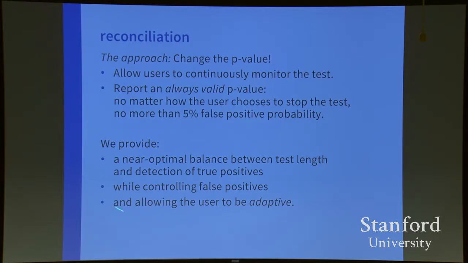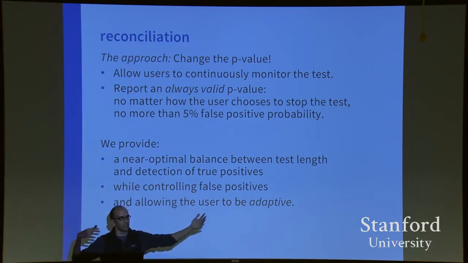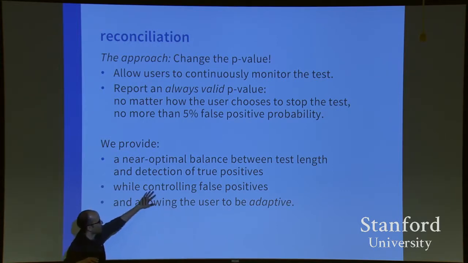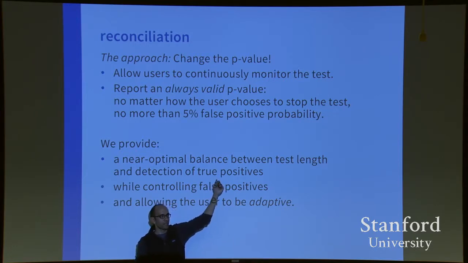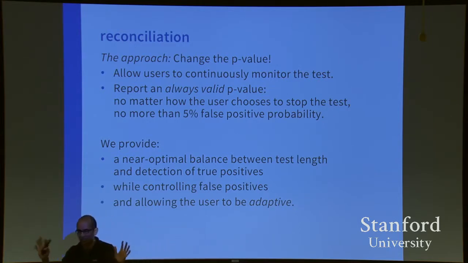The key results behind our approach are that we're able to provide a nearly optimal balance between test length and detection of true positives, while controlling false positives, the way we said here, and allowing the user to be adaptive. We're trying to give the user a good balance between sample size and detection, while controlling false positive probability, and most importantly, allowing them to be adaptive, all through the same type of user interface they're used to, which is this p-value being reported in the dashboard. I think there's a longer conversation about whether p-values are a good idea for this kind of stuff, and I'm happy to have those conversations as well, as those of you at lunch know. But at least let me tell you a little bit about how this works.